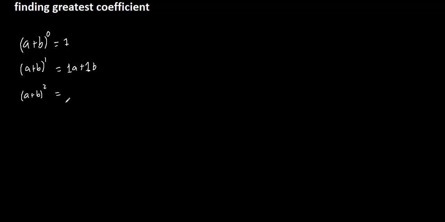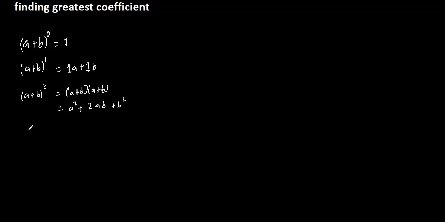If I take a plus b all squared, then we start getting something interesting. You probably know this already, this is just what we apply in quadratics. So we get a plus b times a plus b. A times a is a squared, b times b is b squared, and then b times a is ab, added to this a times this b, so that's 2ab.